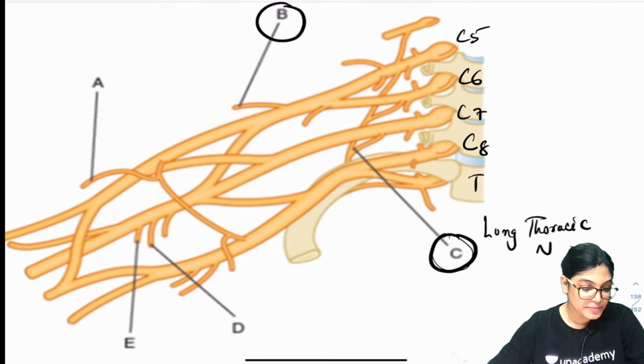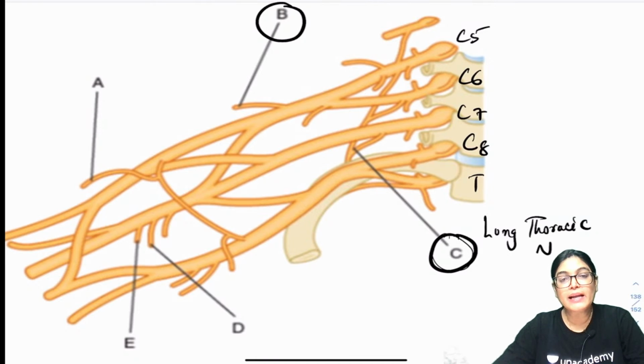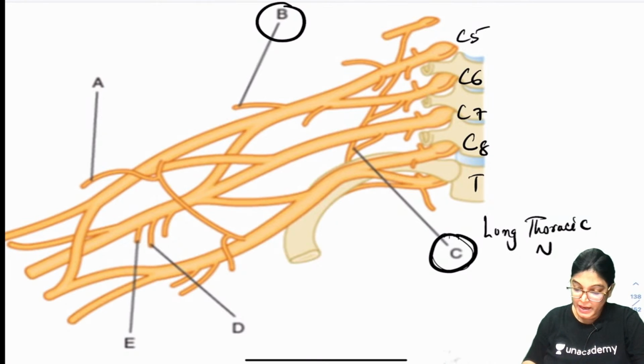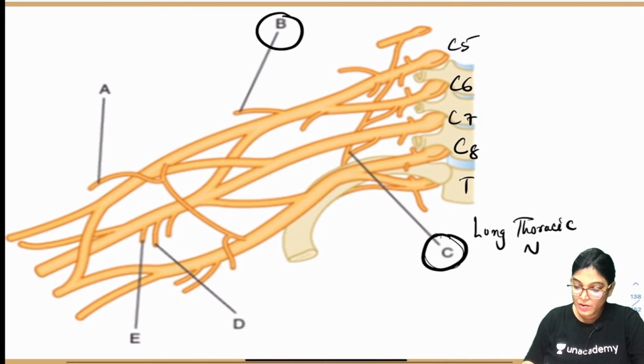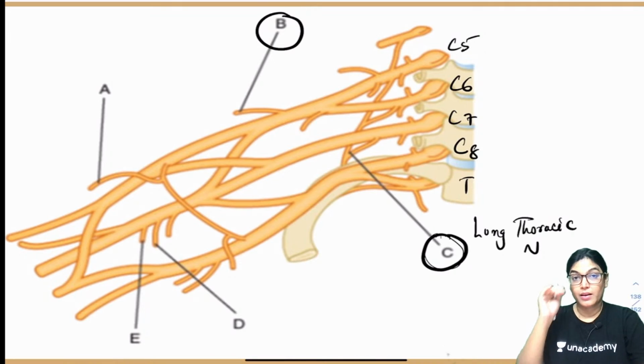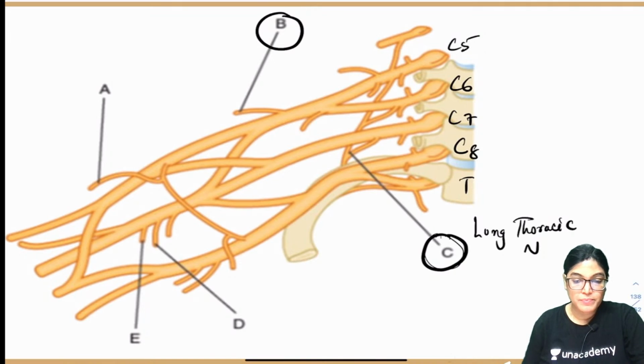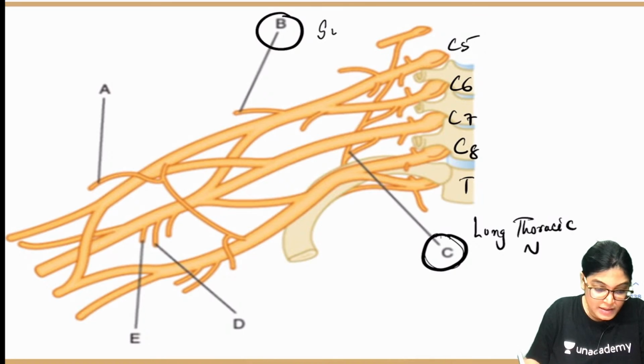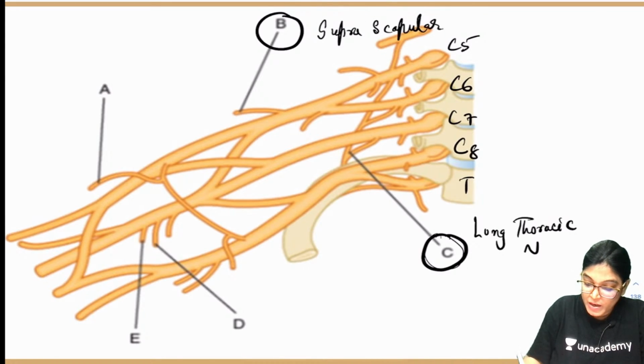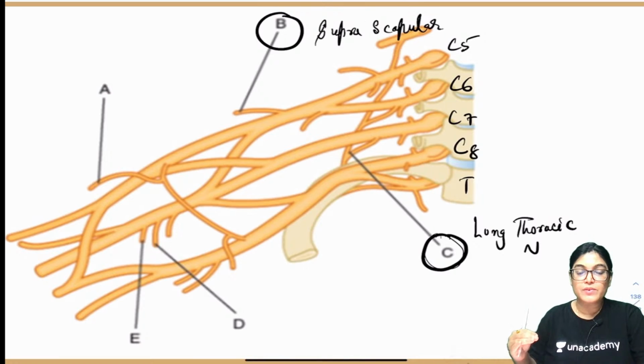What is B? So, I will tell you the name of all A, B, C, D and E. So, I am just asking what is B? Anyone wants to give the reply? What is B? B is suprascapular. Suprascapular, it is in the upward direction. Okay, the lower one is nerve to subclavius. I will come to this, don't worry.